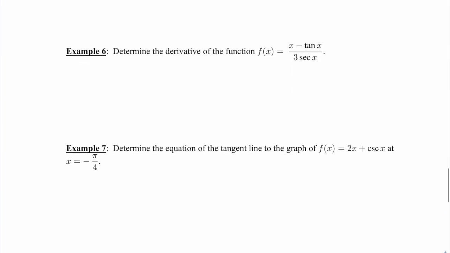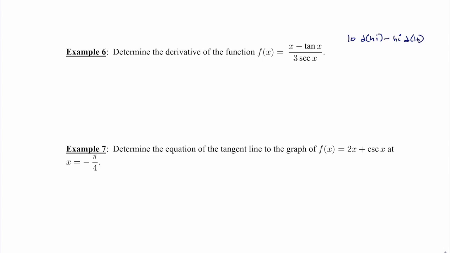All right, so example 6 here, we want to find the derivative for f of x equals x minus tangent x over 3 secant of x. So we'll eventually have these memorized, but we would still need to use the quotient rule because now we have a quotient of these trig functions. So we want low d high minus high d low over low squared.